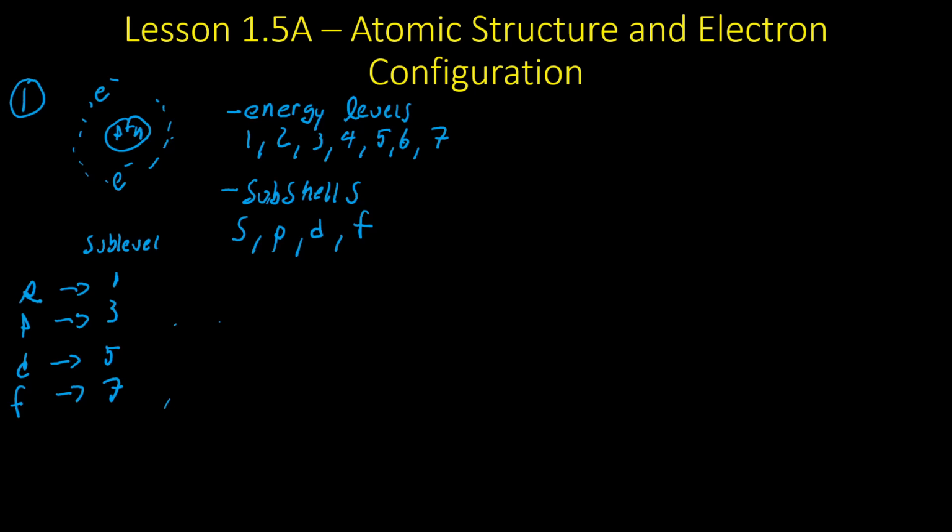Every sublevel holds 2 electrons. So the number of electrons that can be held in each subshell becomes twice that value: 2 electrons for S, 6 electrons for P, 10 for D, and 14 for F.